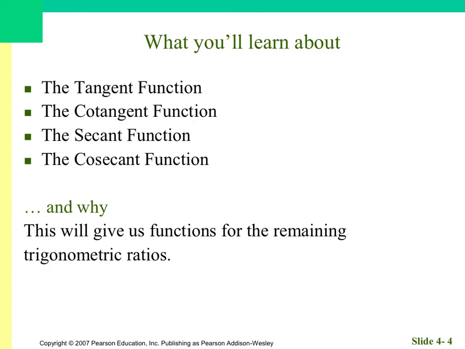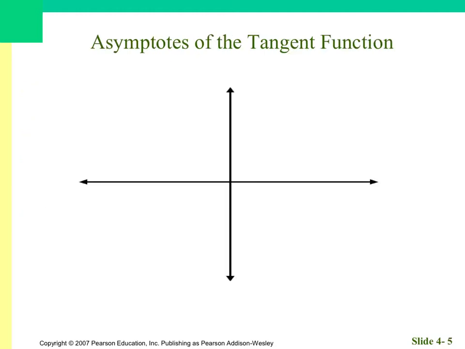Now you'll learn about the tangent function, cotangent function, secant, and cosecant function, which will give us the remaining trig ratios. Alright, the asymptotes of the tangent function. Okay, so let's remember.